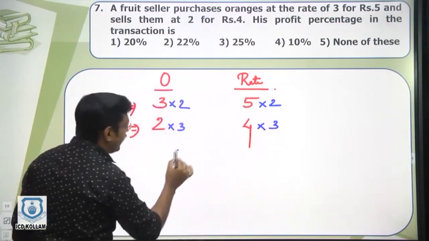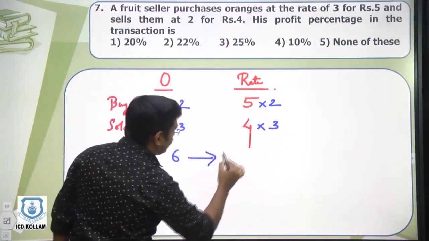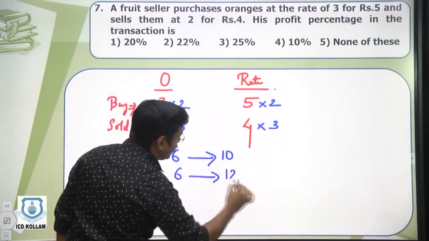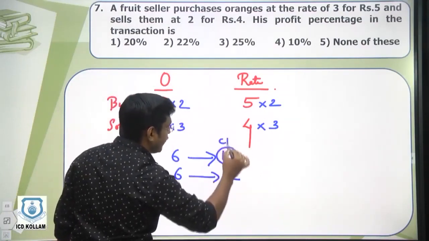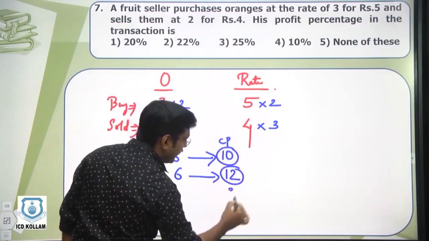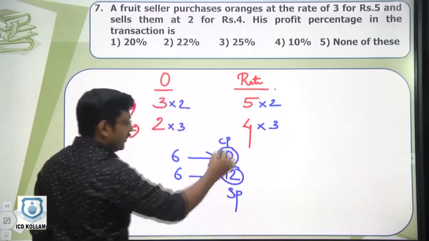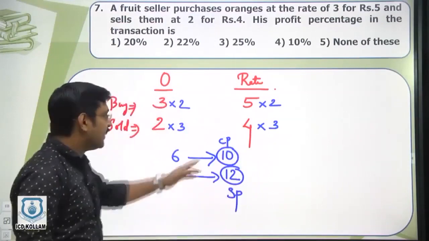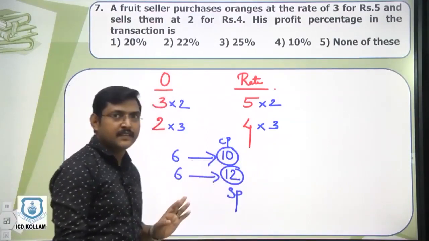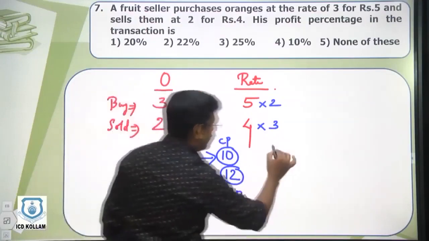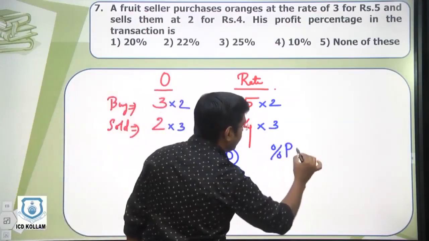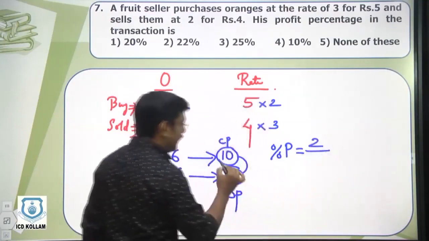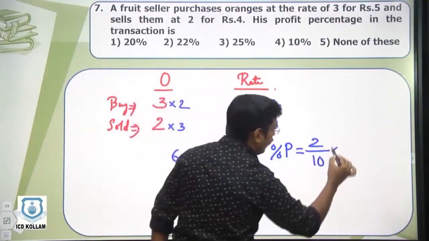So simply we can say that I bought 6 oranges for 10 rupees and I sold the same 6 oranges for 12 rupees. So this is the cost price, since I bought it, and this is the selling price, and we need to find the profit percentage. This is the assumed cost price and selling price. Never think that this is the original cost price and original selling price, right? So profit percentage is equal to profit, the difference of these two, by CP. CP here is 10, is what percent?